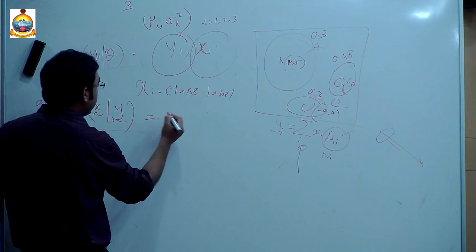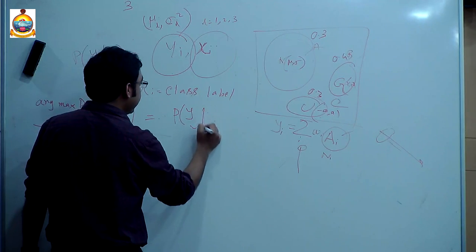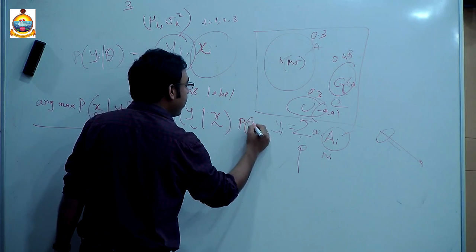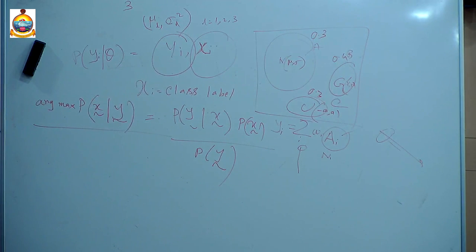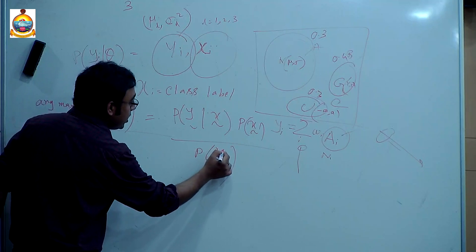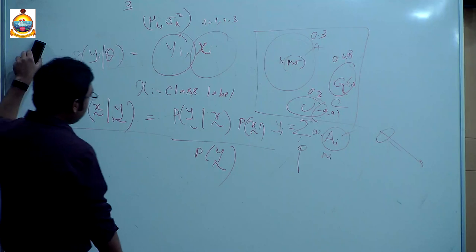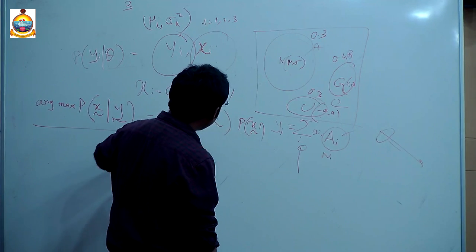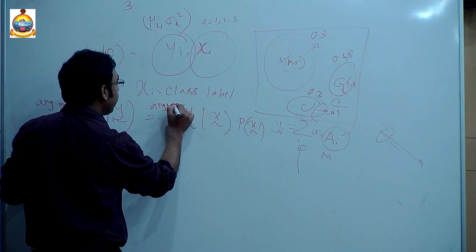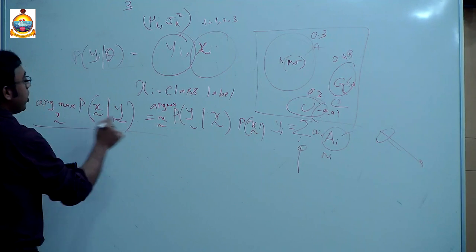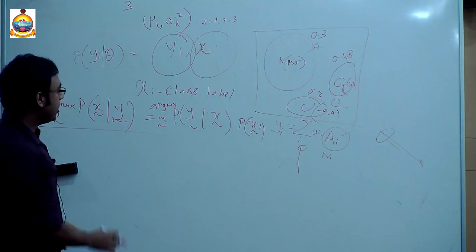Okay, now this one is actually probability of y given x times probability of x divided by probability of y. Now this is the probability of the intensity features, which are all known, so we can just drop this one from the model. So our objective is to maximize this probability, probability of y given x and probability of x.